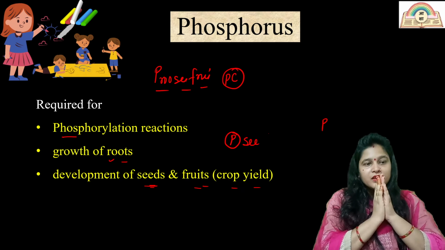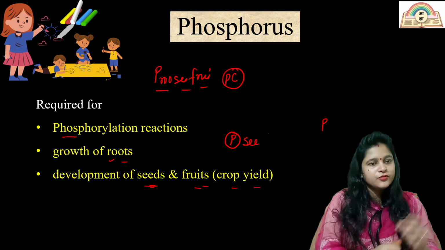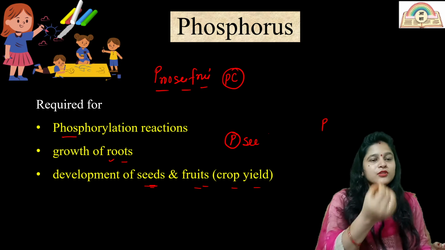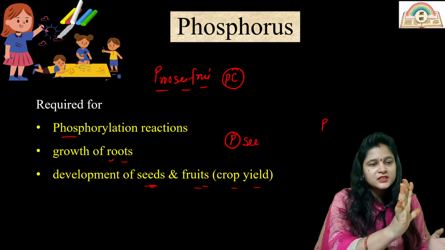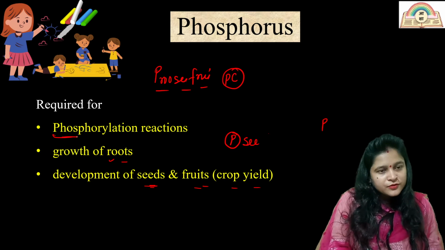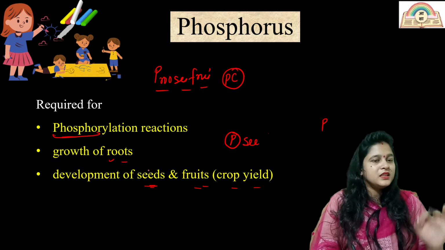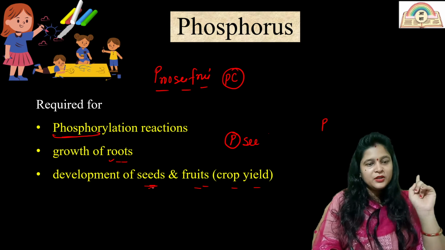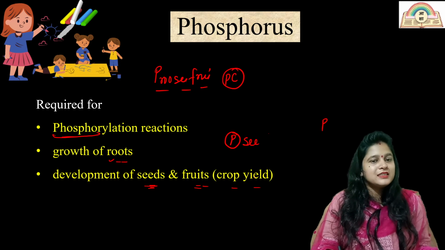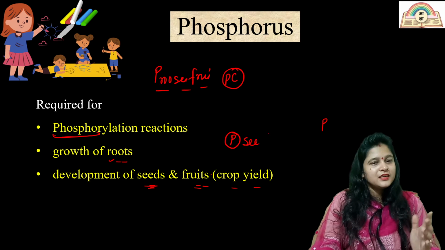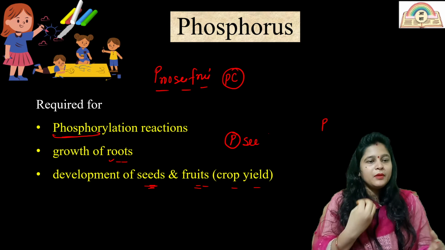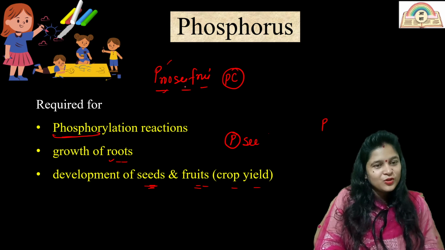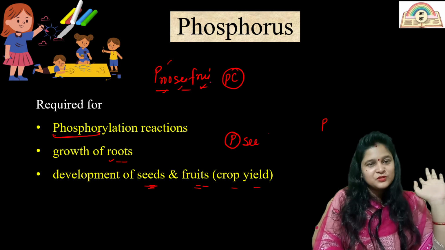Now, it's required for phosphorylation reactions. Phospho means phosphorus, so in phosphorylation reactions we have to add phosphorus to an organic compound. It's required for the growth of roots, development of seeds and fruits. So to increase the crop yield, fruits and seeds are there, so crop yield increases. So you can remember Prucifru. P is for phosphorus, Ru is for roots, C is for seeds and Fru is for fruits, right?